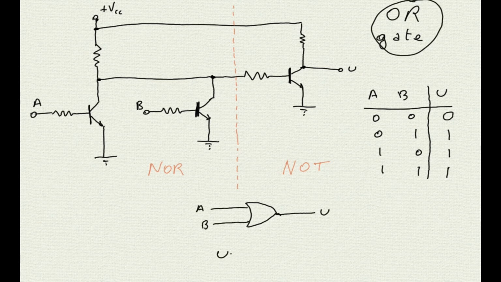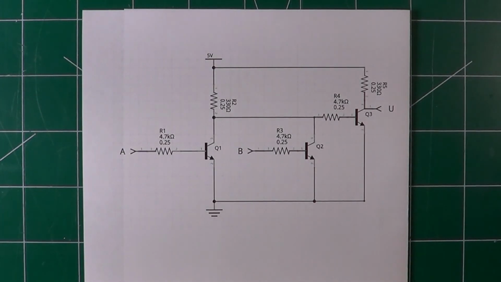And finally, the Boolean representation of the OR function, U equals A plus B. Don't forget, this is a logical expression, not an arithmetic one. Therefore, 1 plus 1 still equals 1. This is the circuit with all the component values.